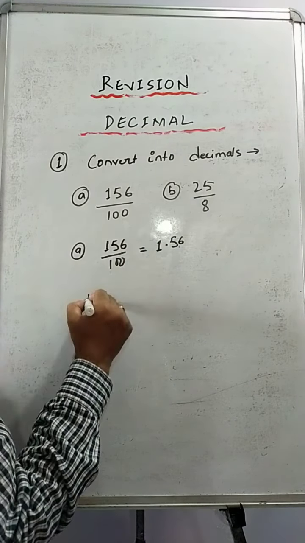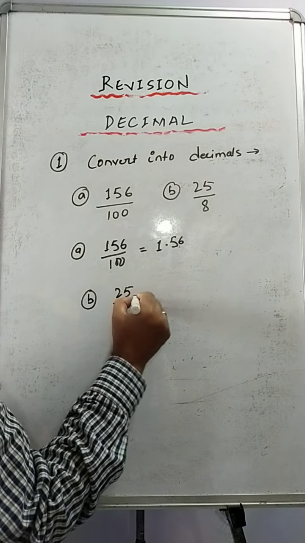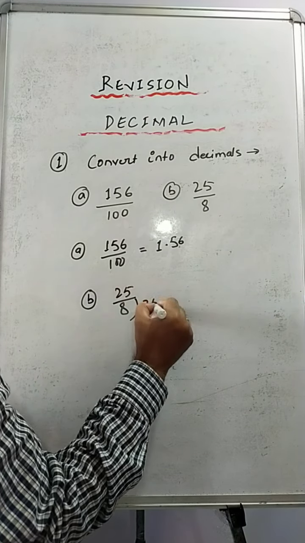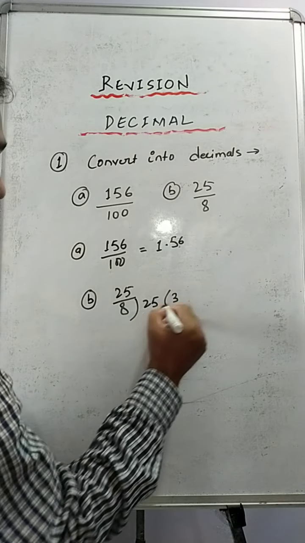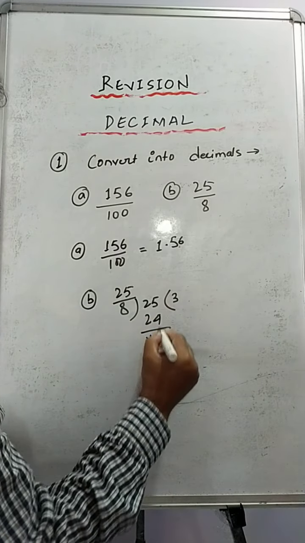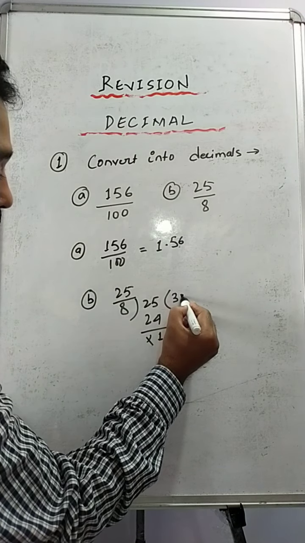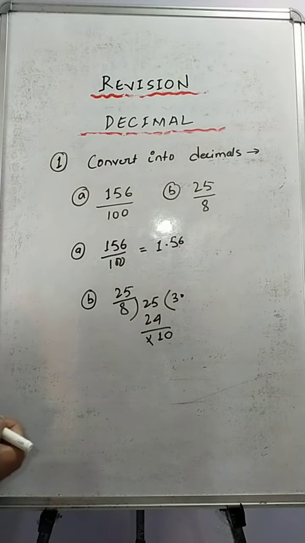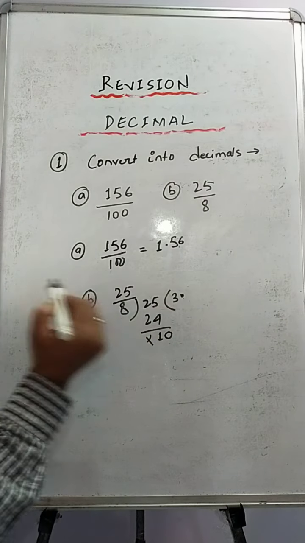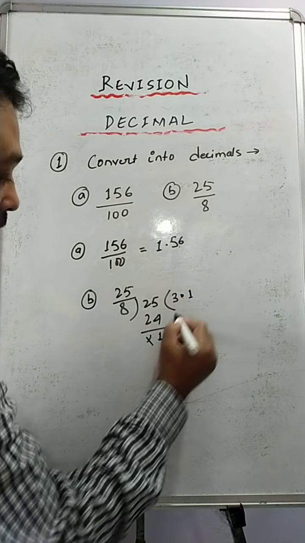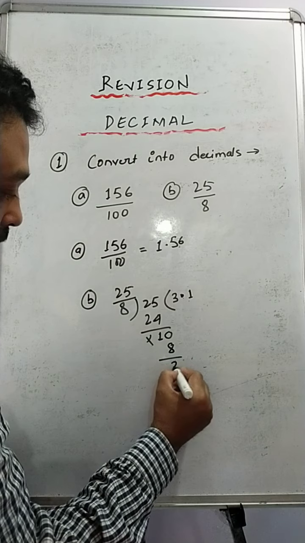Now what about this one? 25 by 8. Now here you have to divide. Fine. So 8 3s are 24. Okay, so 1 is a remainder. Now 1 is smaller than the divisor. For this case you have to put a decimal here, and then you have to put 0. Fine. For this decimal we are putting 1 0. So 8 ones are 8 again. So if you subtract it, again we'll get 2.